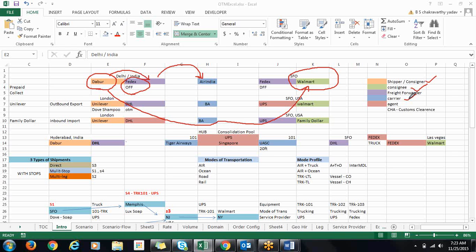But again, as I said, for a scenario where FedEx has got his own flight, in that particular case, carrier becomes non-mandatory. So depending on the scenario, parties become mandatory. At any given point of time, a freight forwarder, a shipper, a consignee are always mandatory.